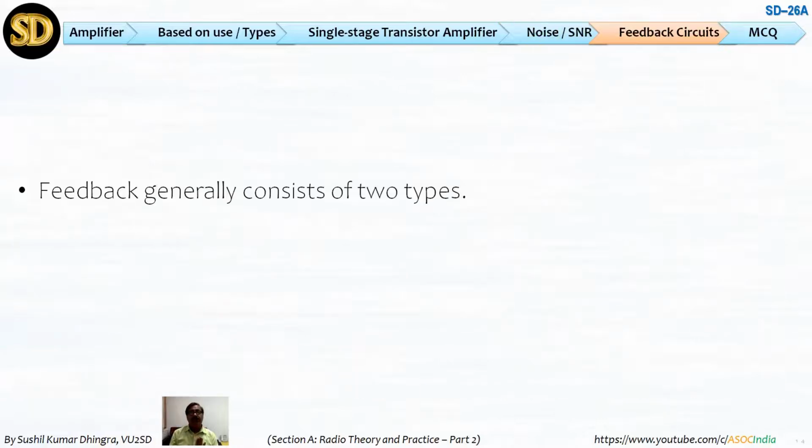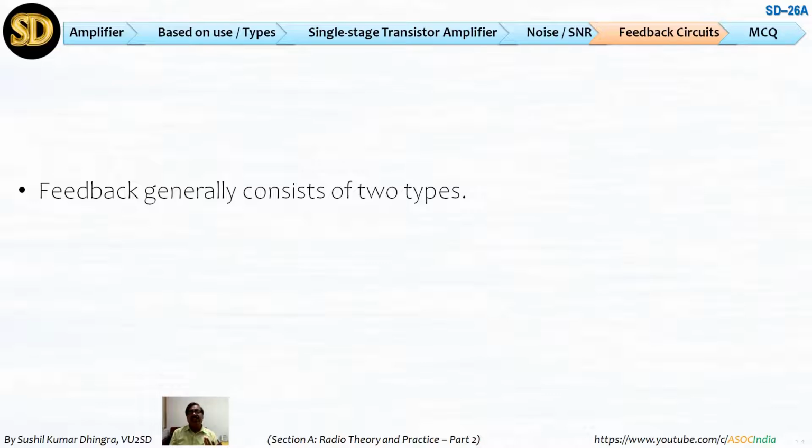Going continuously. Feedback generally consists of two types. This one is also very important because this is a base of oscillator. Even in amplifier, AGC, ABC, they also require feedbacks. I can't explain here because it's a very big topic, but when the resistor topic will come, there I will take it again with more details.